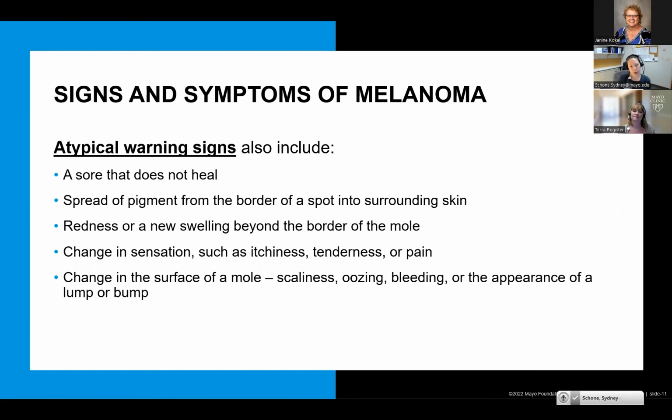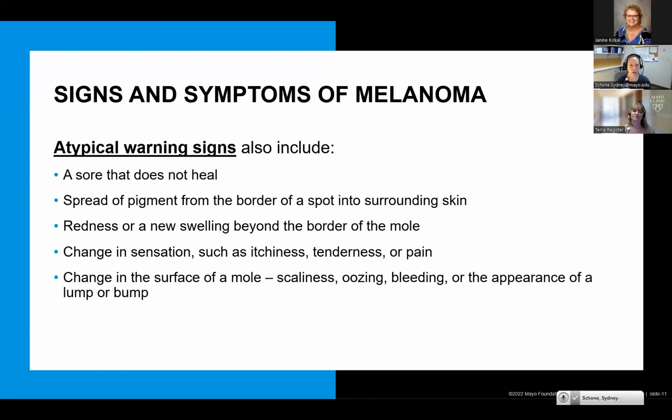So other atypical warning signs other than your ABCDE include having a sore that does not heal, a spread in pigment from the border of a spot to the surrounding skin, redness or new swelling beyond the border of a mole, and change in sensations such as itchiness, tenderness, or pain. You're also looking to see if there's been a change in the surface of a mole, including scaliness, oozing, bleeding, or the appearance of a lump or bump.